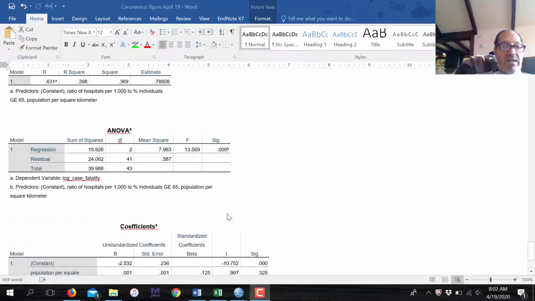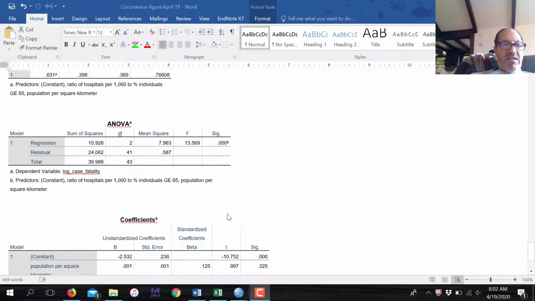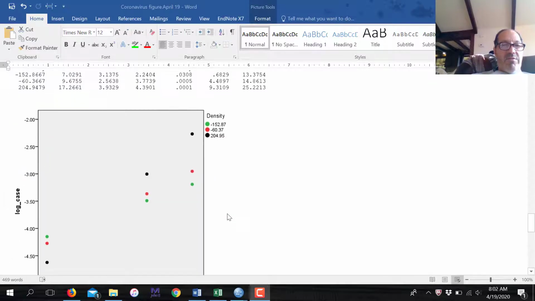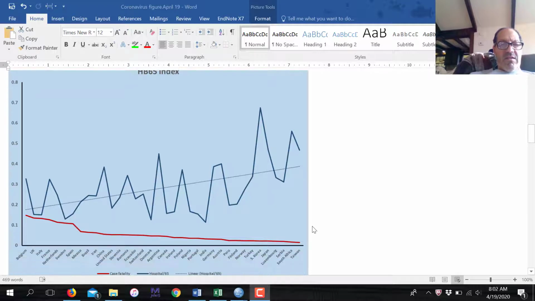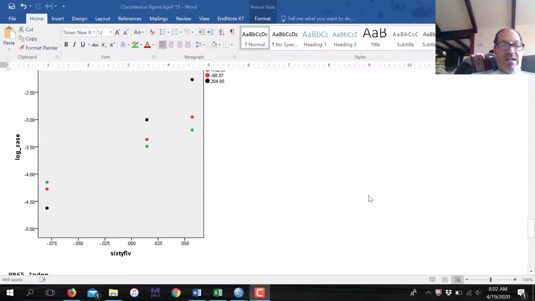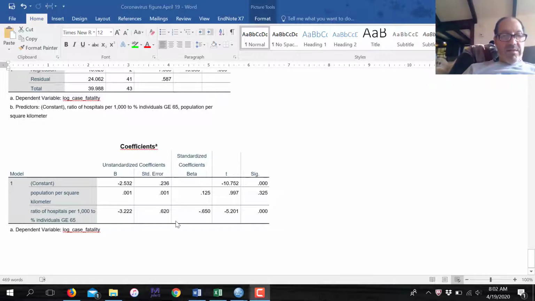I also did my analysis using this HB65 index, and we saw that in the blue figure a little while ago here. We saw this really nice looking inverse relation between the two, right? So if we go down to the analysis that I did, and here I just controlled for population density, and this is just a standard, garden variety regression analysis. You have a real clear, strong inverse relation, which is significant, between this HB65 index and case fatality.